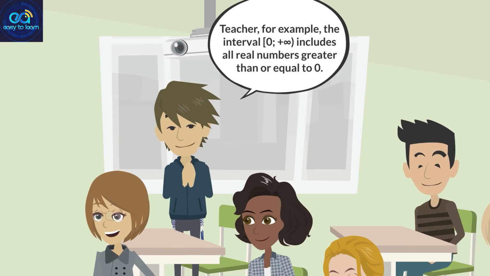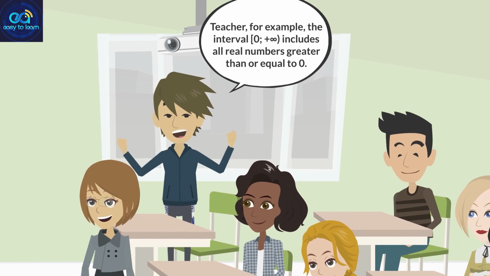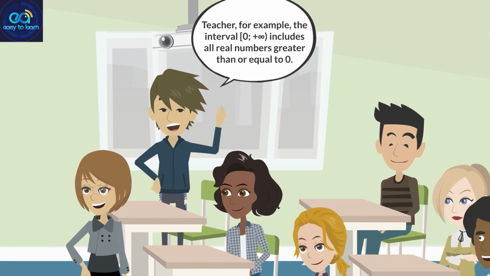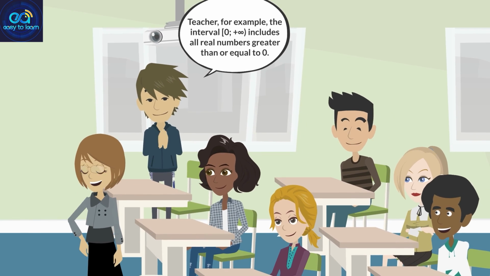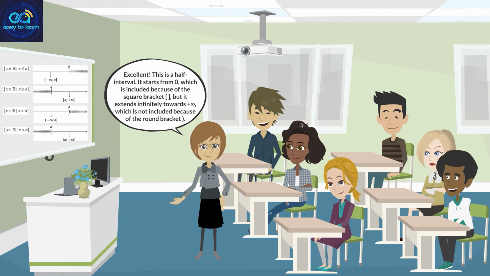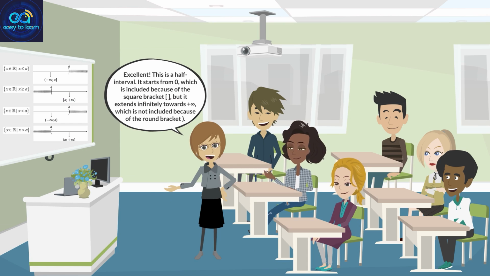Labes: Teacher, for example, the interval [0, infinity) includes all real numbers greater than or equal to 0. Excellent. This is a half interval. It starts from 0, which is included because of the square bracket, but it extends toward positive infinity, which is not included because of the round bracket.